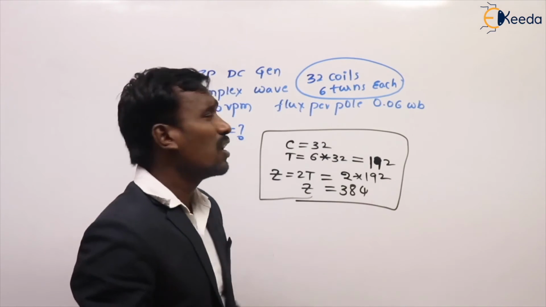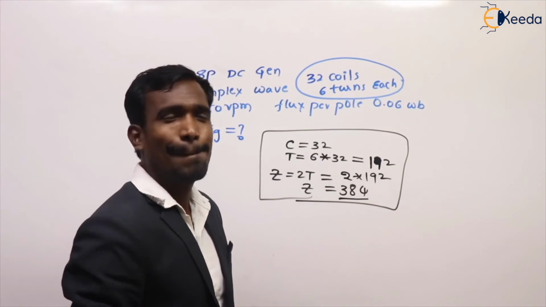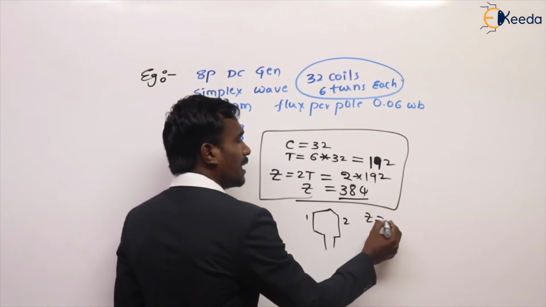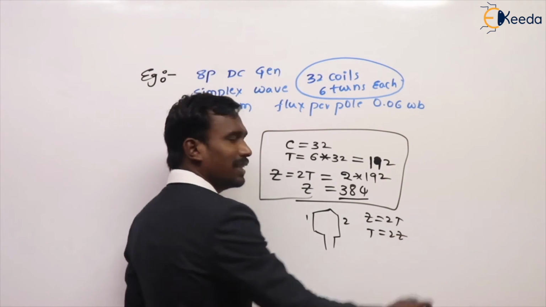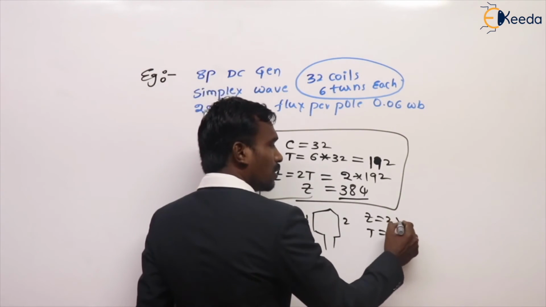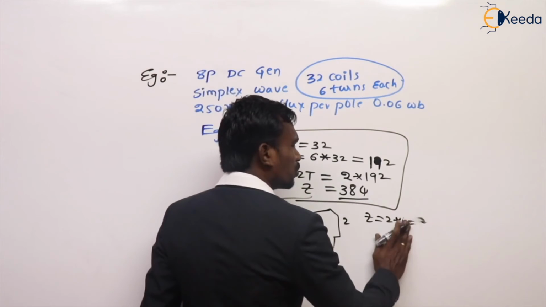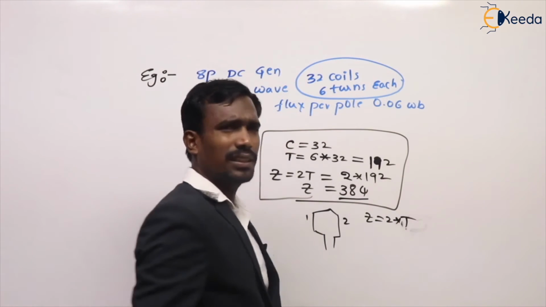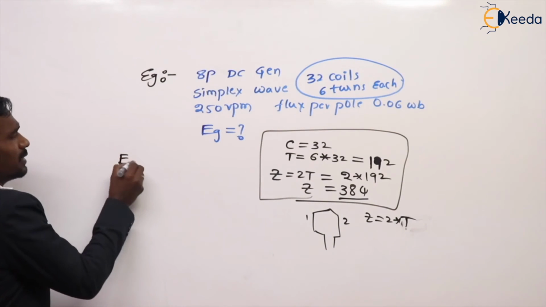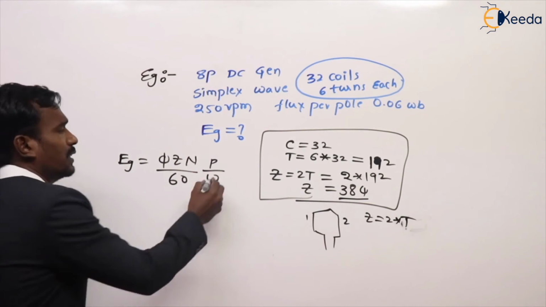Actually, the main thing in the question is how you find the number of conductors. For example, this is a turn, and this turn has 2 conductors. What is the formula? Z is equal to 2T. How many turns are there here? Only 1 turn. So if T is equal to 1, the number of conductors is equal to 2. Z is equal to 2T is the correct answer. So I got the number of conductors. What is the EMF equation? Eg is equal to ΦZNP/60A.